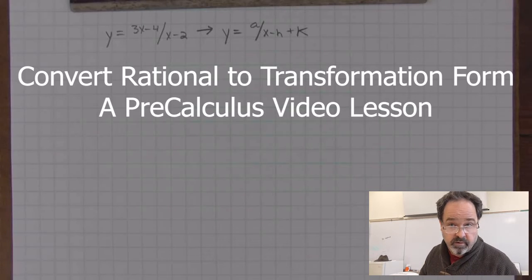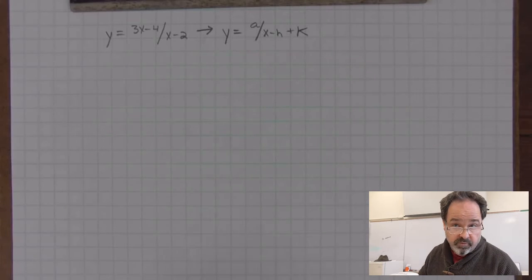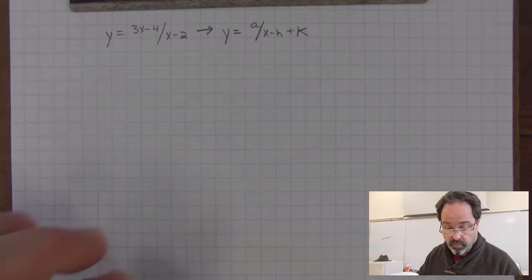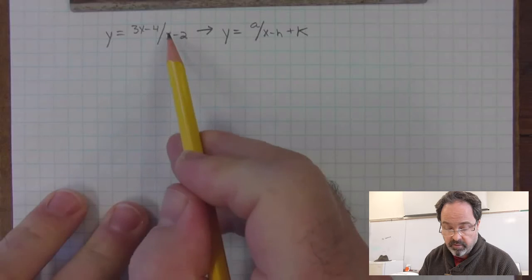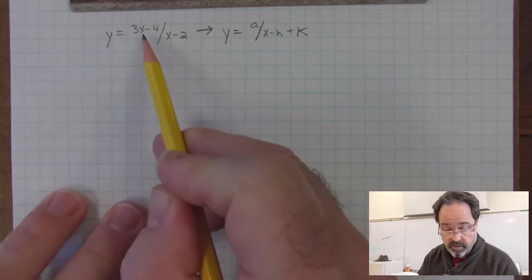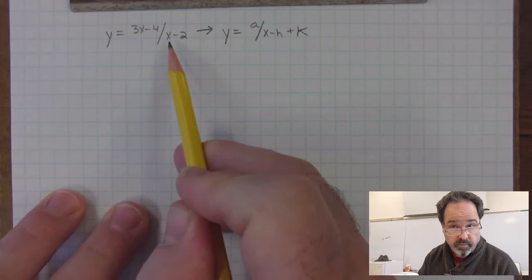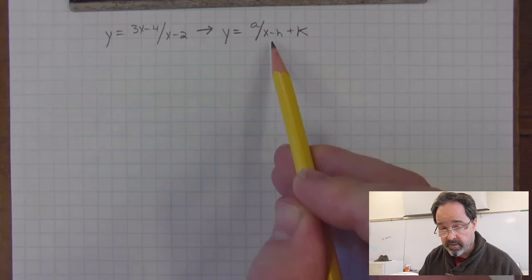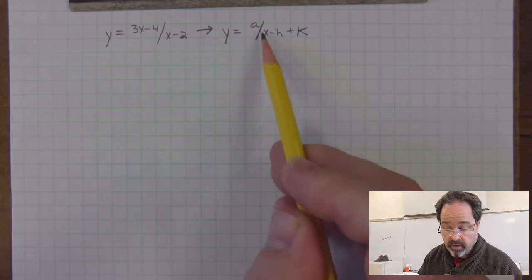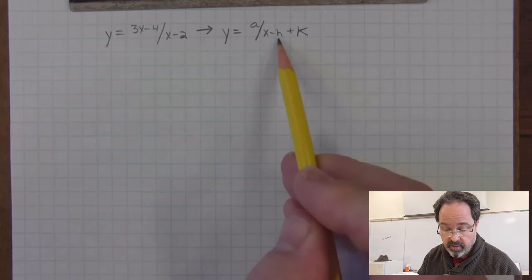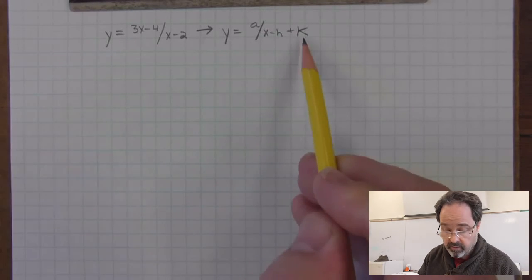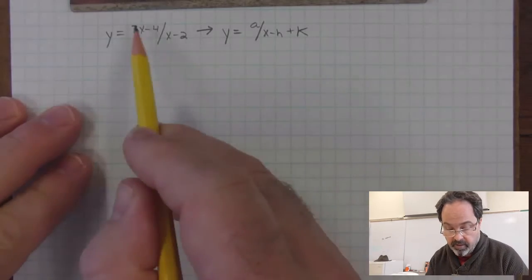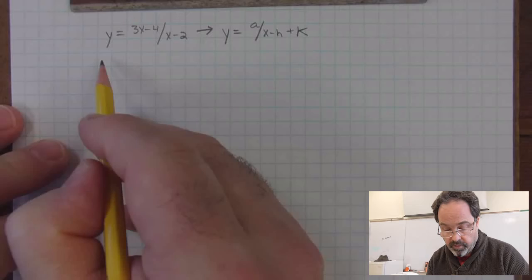This is a video lesson on converting a rational function into a form where it's easier to see the transformations on the parent function 1 over x. For example, we could be given a rational function, 3x minus 4 all divided by x minus 2, and we might want to algebraically manipulate this into a form where we can see what the transformations are. In this case, A represents a dilation, H is the horizontal slide, and K would be a vertical slide. How do we change this algebraically?